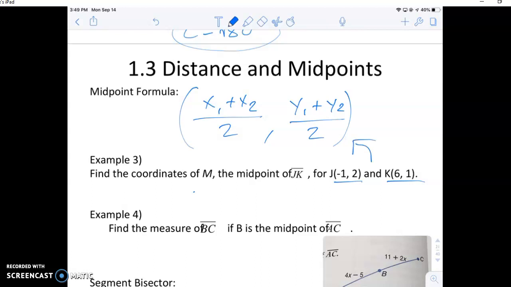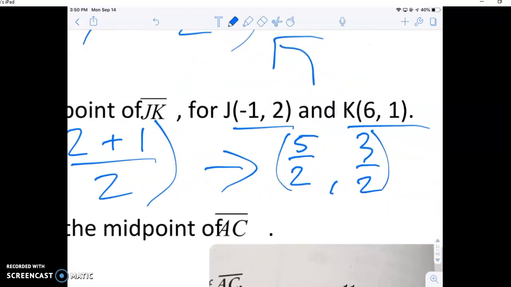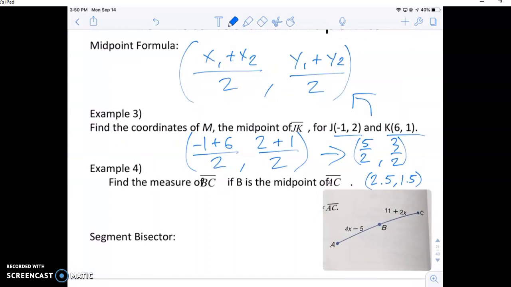All we've got to do is take these points and plug them into that equation right there. So we're going to go x1, which is negative 1, plus x2, which is 6, divided by 2. And then y1 is 2, y2 is 1. Combine that, negative 1 plus 6 gives us 5 halves, and then 2 plus 1 is 3. So we get our midpoint. You can either write your answer as a fraction, or you can make it a decimal: 2.5 for x and 1.5 for y will give you that midpoint.